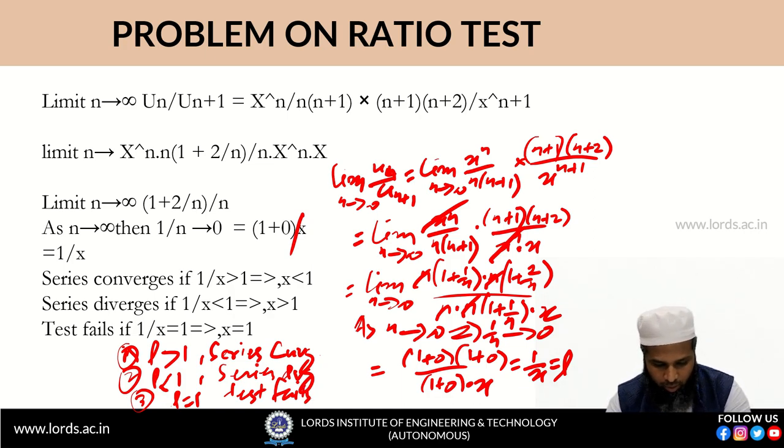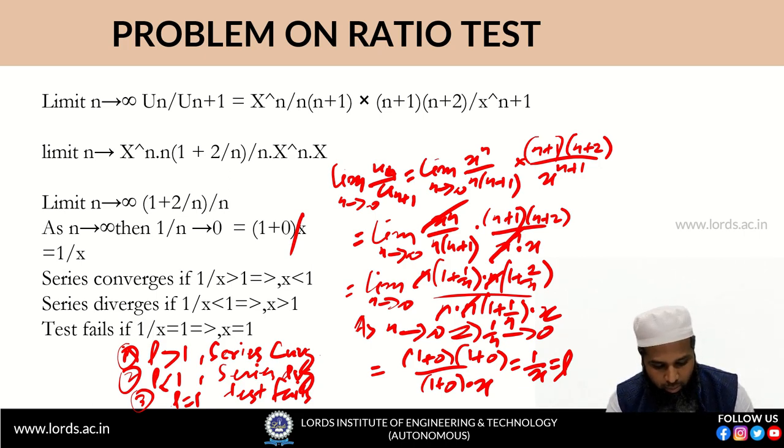Here, because l equals 1 by x, the series converges if 1 by x is greater than 1. 1 by x greater than 1 means, if we cross multiply, that x is less than 1, then the series converges. If 1 by x is less than 1, that implies x is greater than 1, and the series diverges.